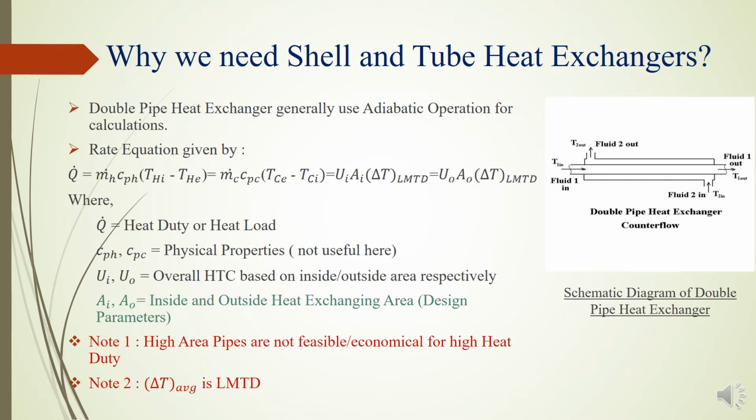m dot h or m dot c are the mass flow rates, and Cph and Cpc are the physical properties, that is, the specific heats of the hot and cold streams. Ui and Uo are the overall heat transfer coefficients based on inside and outside area respectively, and here Ai and Ao are the inside and outside heat exchanging areas, that is, they are design parameters.